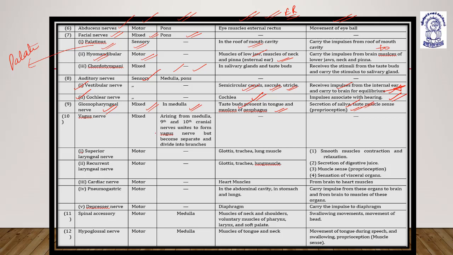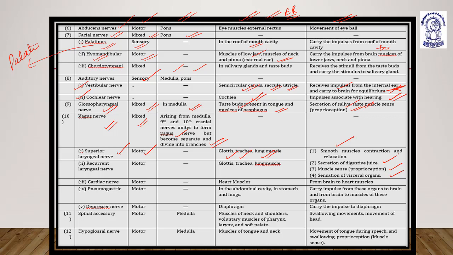Okay. Vagus nerve, which is also a mixed nerve, arises from the medulla. The ninth and tenth cranial nerves unite to form the vagus nerve but become separate and divide into branches. Superior laryngeal nerve is motor in nature. It supplies the glottis, trachea, and lung muscles. Smooth muscle contraction and relaxation, secretion of digestive juice, muscle sense, that is proprioception, and sensation of visceral organs.